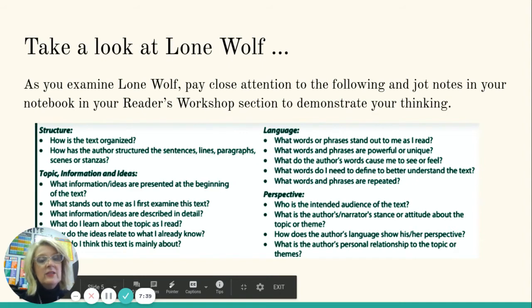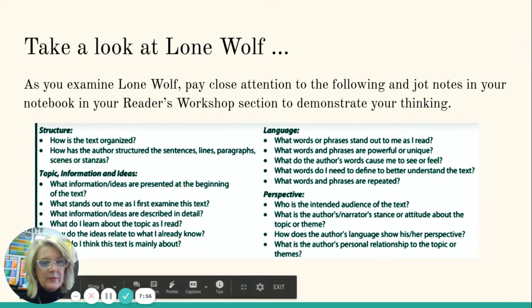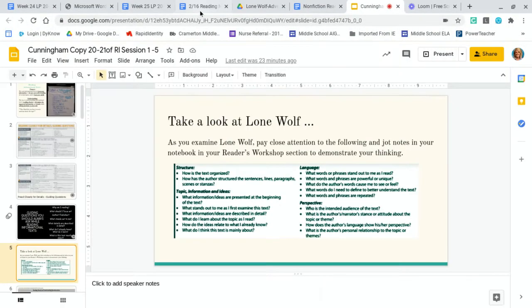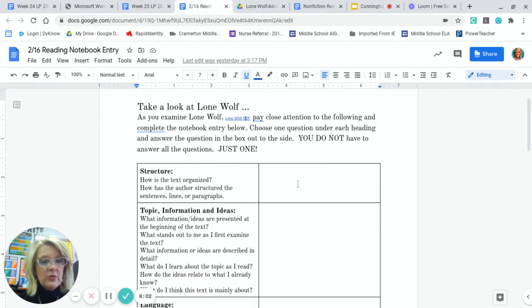So today we're going to take a look at a passage called Lone Wolf. And as we examine Lone Wolf, I want you to pay attention to the following, and I want you to jot notes in your notebook in your Reader's Workshop section to demonstrate your thinking. I've actually created a notebook entry for you. Let me show you what that looks like. So here is what yours looks like, and we're going to do just a little bit together. I'm going to get you started, and then I'm going to have you do the rest on your own.